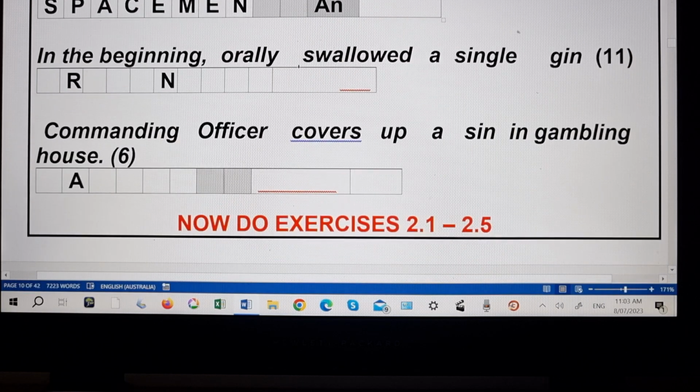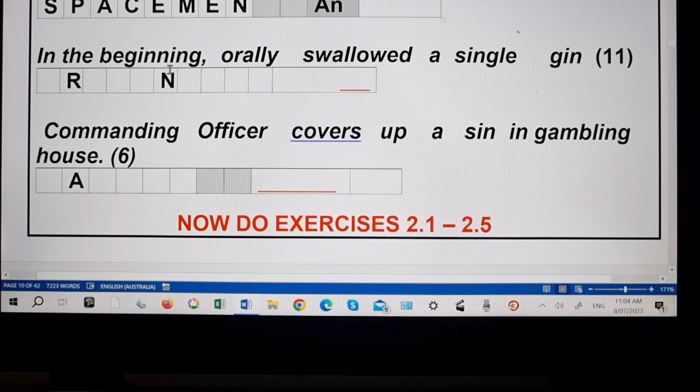All right, next one. In the beginning, I already swallowed a single gin. In the beginning, I already swallowed a single gin, 11 spaces with an R and an N. Well, looking at that, I'll leave it to you. Go away and have a shot.